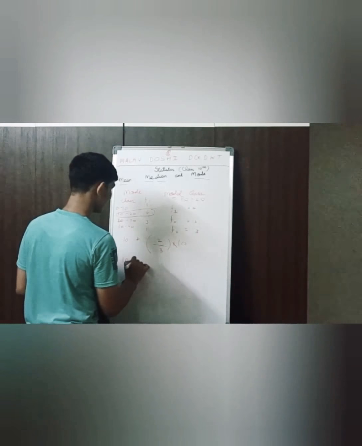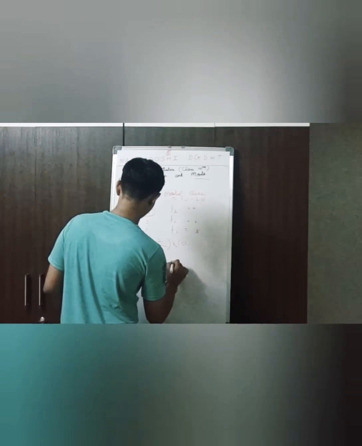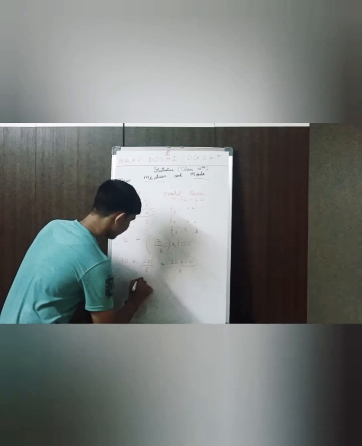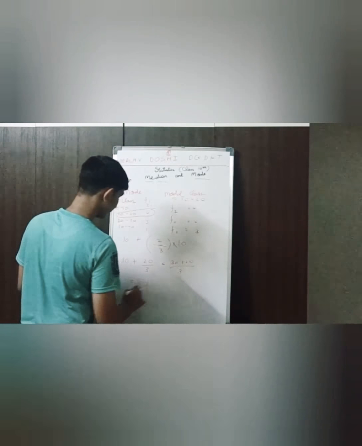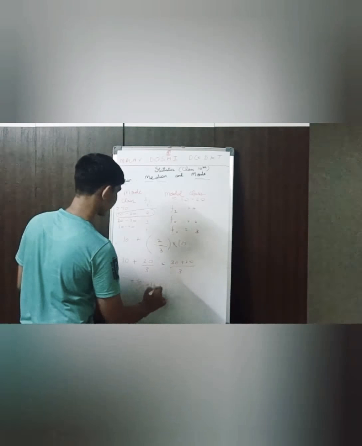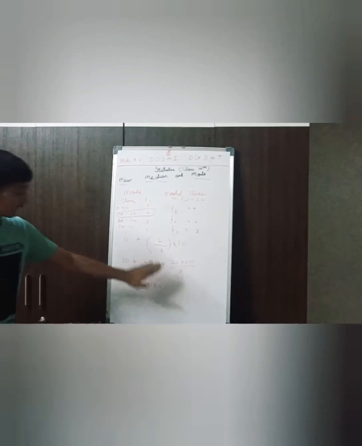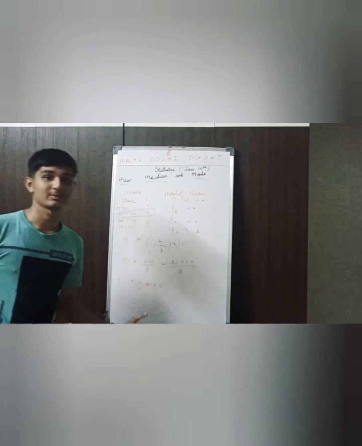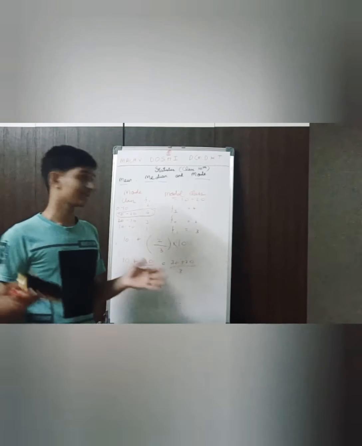Write it as 10 plus 20 by 3. Take the LCM, you will get 30 plus 20 by 3, so you will get 50 by 3. Now you can calculate in decimal, 16.6 approximately. So 16.6 is the approximate value of the mode. I will not show the algebraic derivation here. I may make a separate video for it.